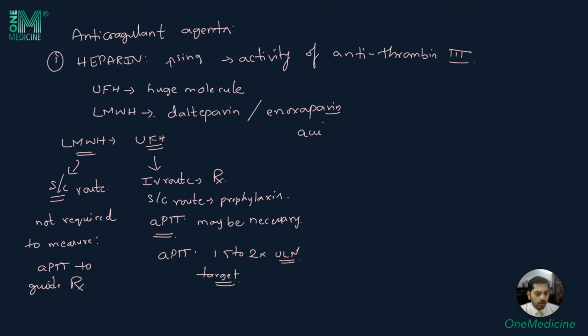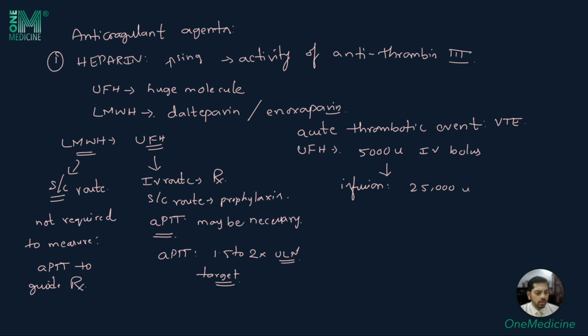In patients with acute thrombotic event or venous thromboembolisms, heparin, that is unfractionated heparin, is initially loaded with 5,000 units IV as bolus, followed by infusions in the dosing of 25,000 units to 40,000 units as IV infusions over 24 hours. That is approximately 1,000 unit to 1,200 unit per hour as infusions.